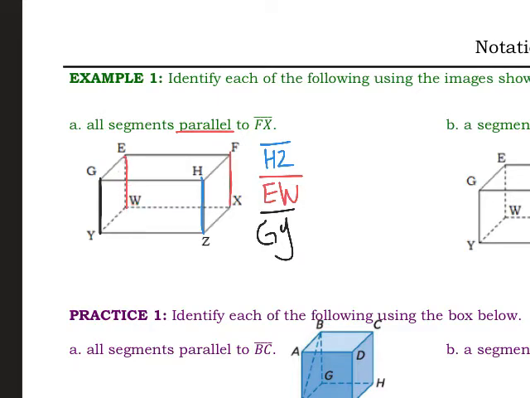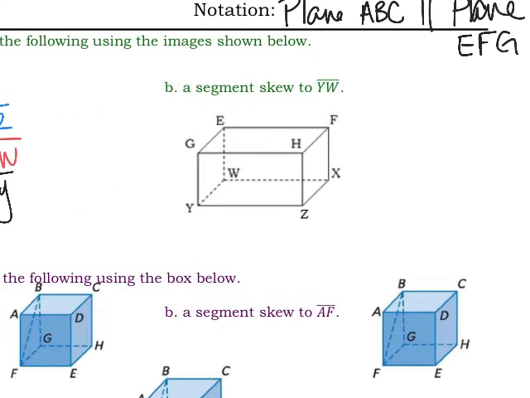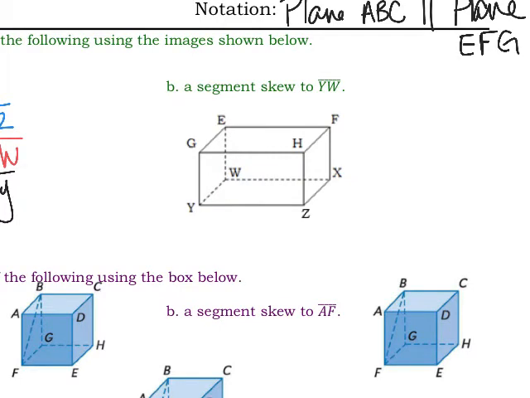Okay? For the next one, we're going to find some that are skew to Y to W. So find me one that's going in a different direction than Y and W. A different direction, but not touching Y and W. Who thinks they know a line segment? Yes, sir? G to H. G to H would work. It's not going in the same direction, and it's not intersecting. Okay, can someone give me a different one, Catherine?